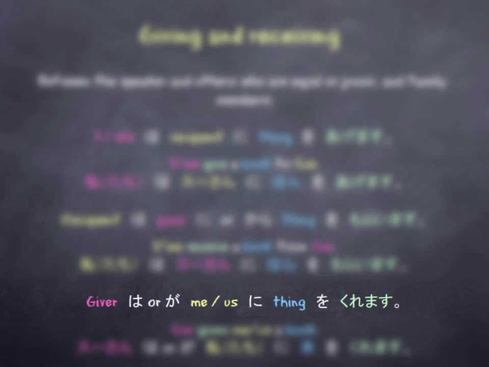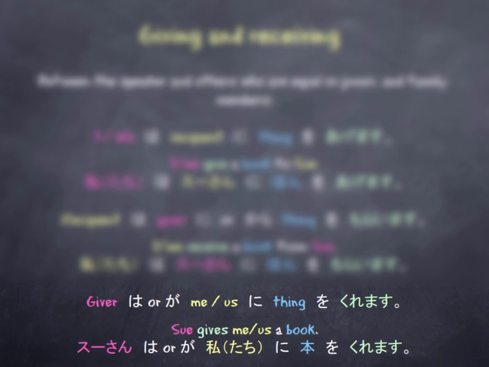And then in our last pattern here, we can have the giver followed by wa or ga. Then in this case, we can have me or us, followed by ni. Then we have the thing, and we finish with o kuremasu. So for example, Sue gives me or gives us a book. Sue-san wa or ga watashi tachi ni hon o kuremasu.